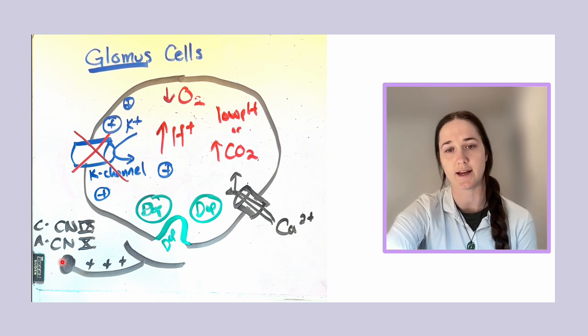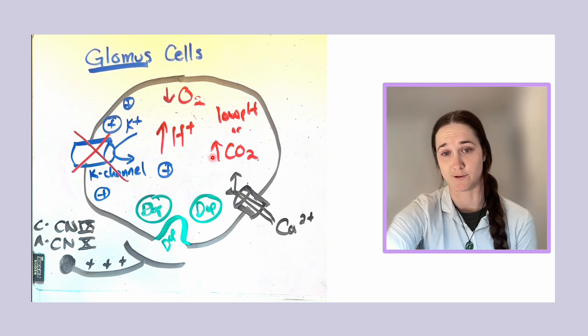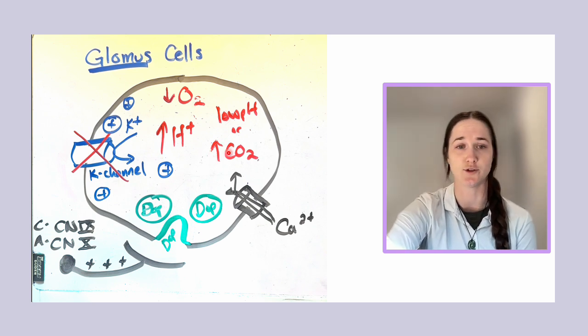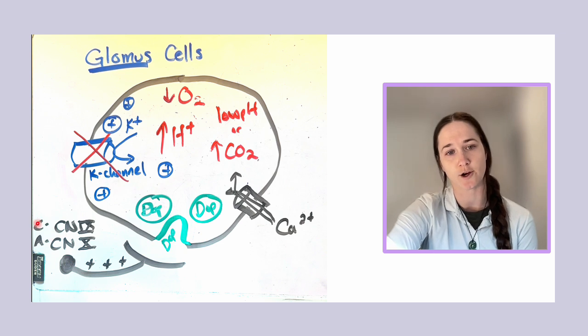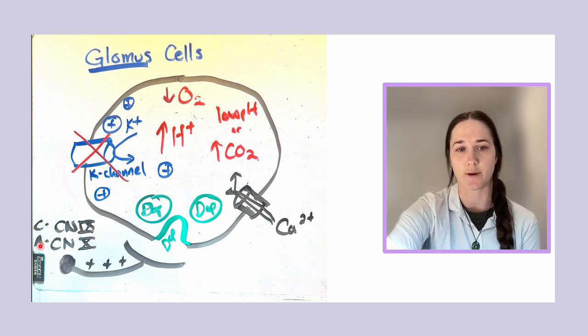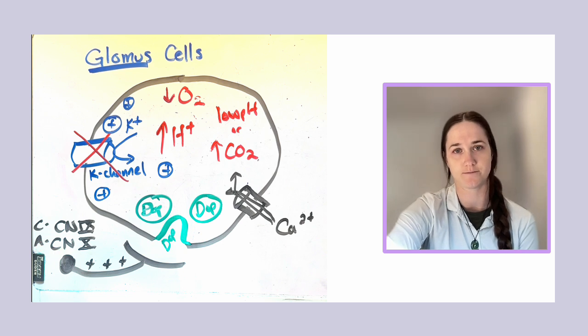to send signals to the breathing areas in our brain that we need to breathe more because we have high levels of CO2 or low levels of oxygen. This nerve, if it is the carotid body, will be cranial nerve 9, and if it's the aortic bodies, it'll be cranial nerve 10.